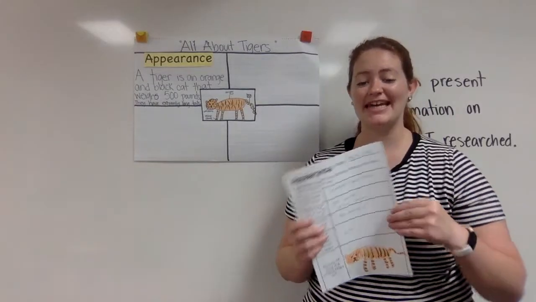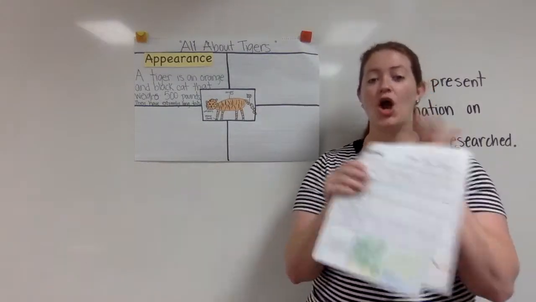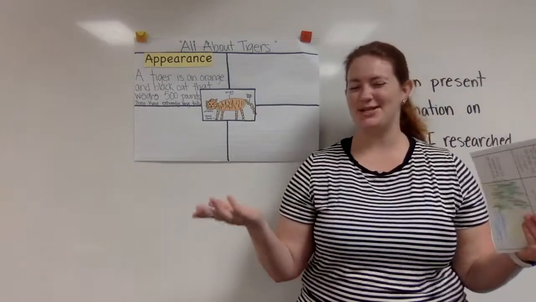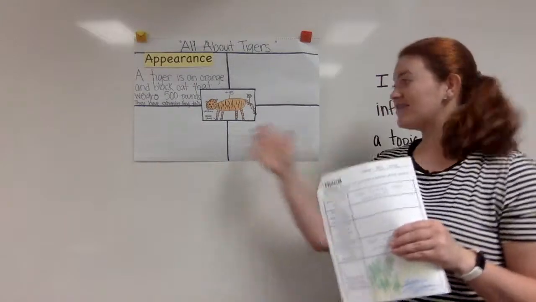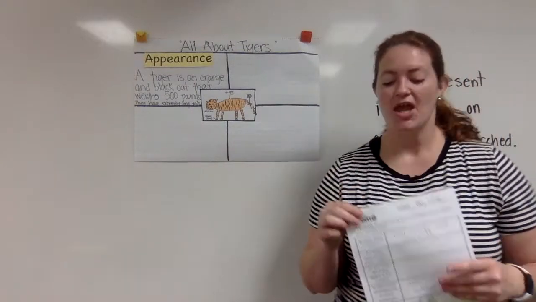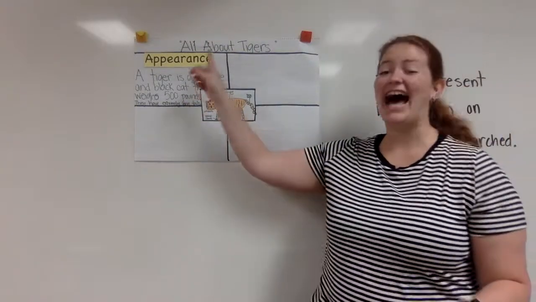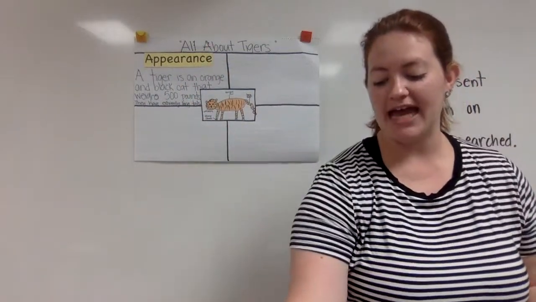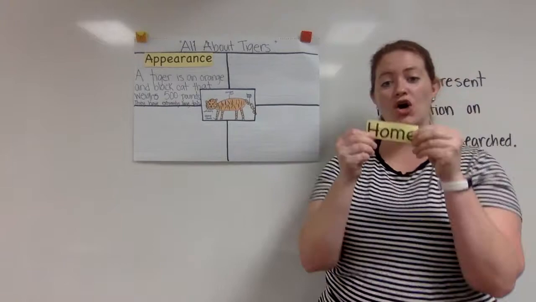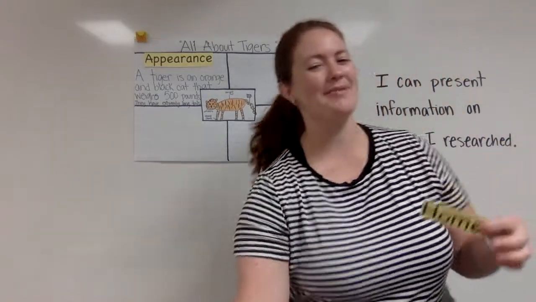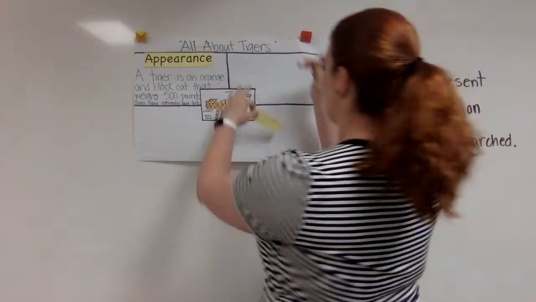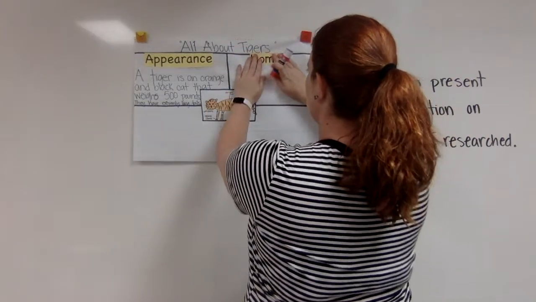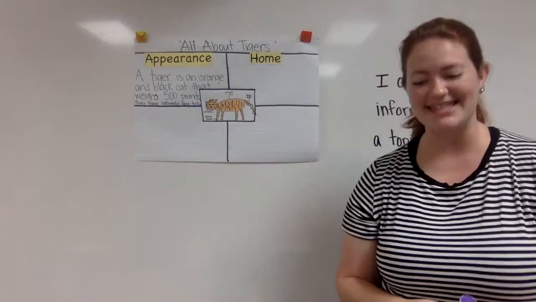Now, in my packet, the next page is all about their home. So that's the second box I'm going to do today. And I'm only going to do 2 boxes today. We'll save the other 2 for tomorrow. So just like before, I needed a heading. I'm going to use a heading that says home, because that way I know I'm going to be reading all about their home. So I'm going to add my heading. And if you don't have something to glue, that's okay. You can always write your heading.